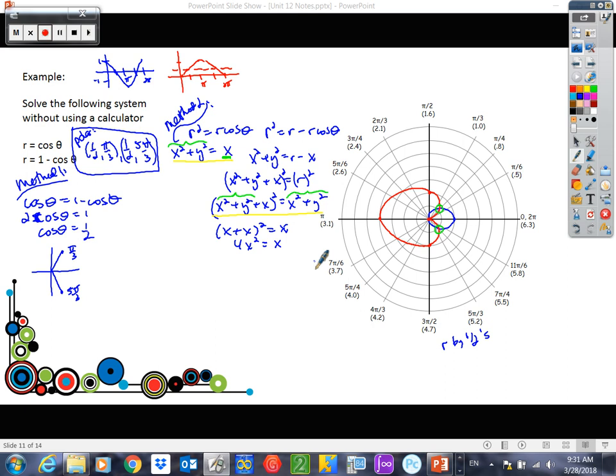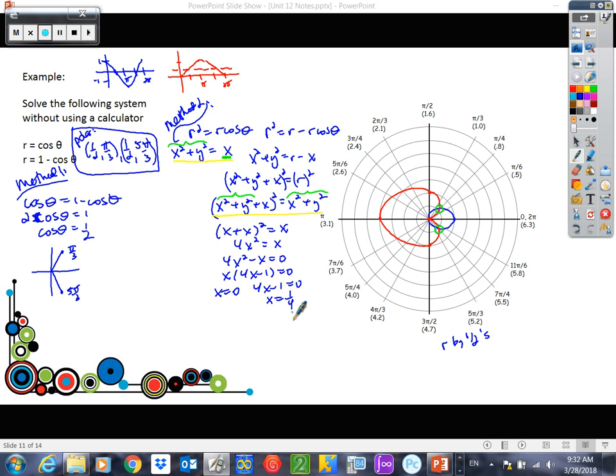So we're going to factor instead, move everything over and factor. So we factor out an x and we're left with 4x minus 1. So x is 0, or 4x minus 1 is 0, so x is 1/4. So here's our two solutions, x is 0 and x is 1/4. Now we need to locate the y values of those solutions.